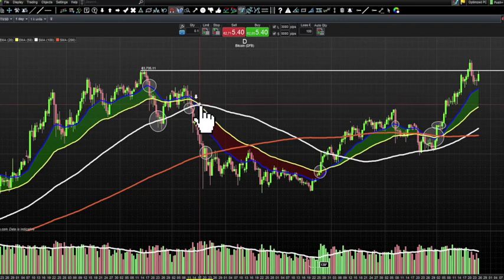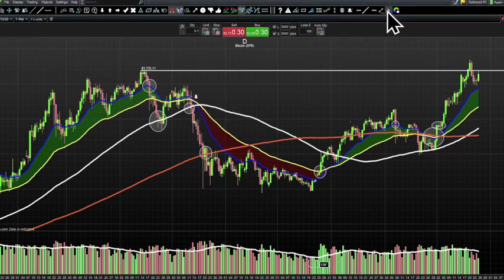So probably we will enter somewhere here. This is where the blue one crosses the yellow one, where the blue one is the 20 and the yellow one is the 50. So the faster one is crossing the slower one to the downside, and that means a bearish signal. That is perfect. That is also the signal.